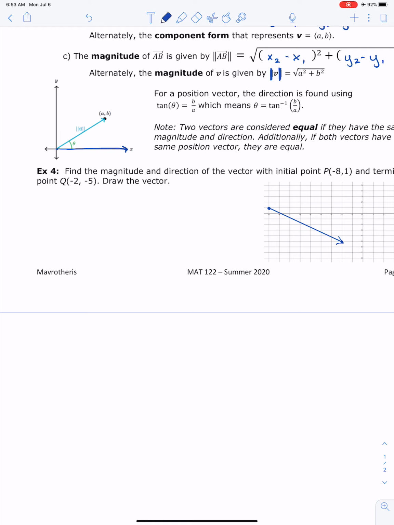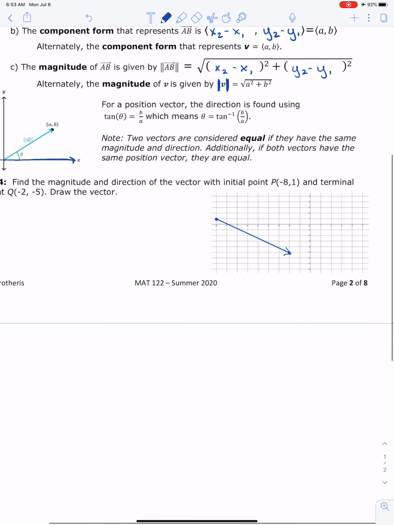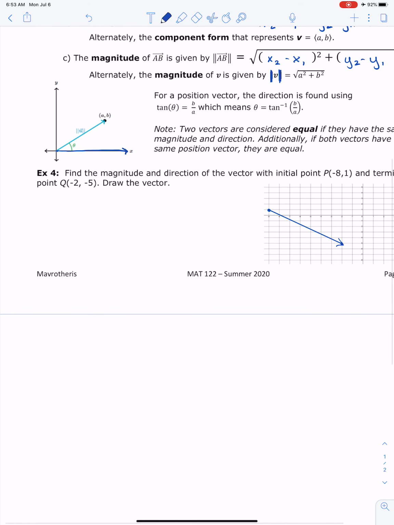So let's go ahead and find the position vector first. I'm not necessarily going to graph it on here. We don't have the room. I could. So I'm going to start by going, let's see, our terminal point is the -2 minus our -8. And for y, -5 minus 1. That gives us the position vector 6, -6.